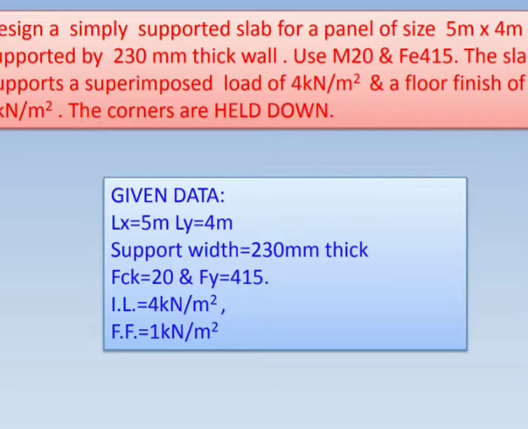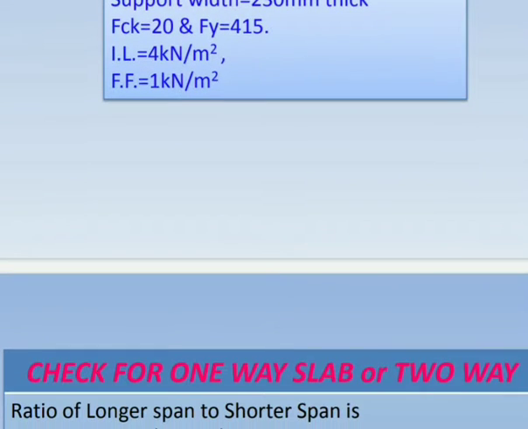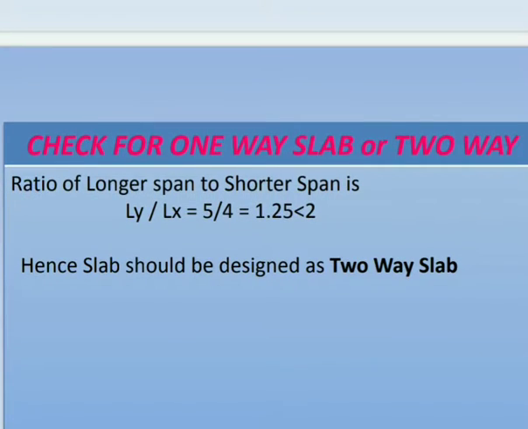Lx is equal to 4 meters. Ly should be 5 meters. Please make the correction. Support width is 230 mm. fck is 20, fy is 415. Live load is 4 kN/m² and floor finish is 1 kN/m².